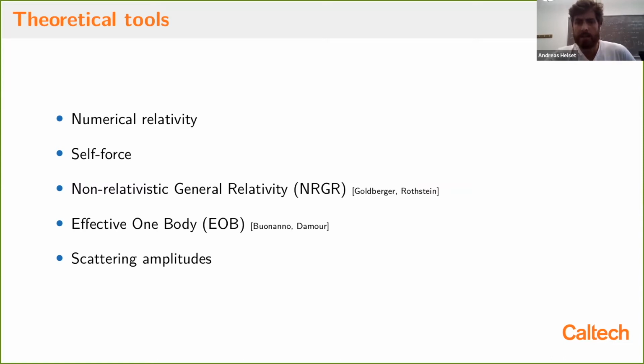And then lastly, over recent years, many people have been applying techniques from scattering amplitudes to this problem. And this is where I'm also coming in, and this is where I'll be focusing the rest of the talk: on this application of scattering amplitudes to the classical binary inspiral problem.